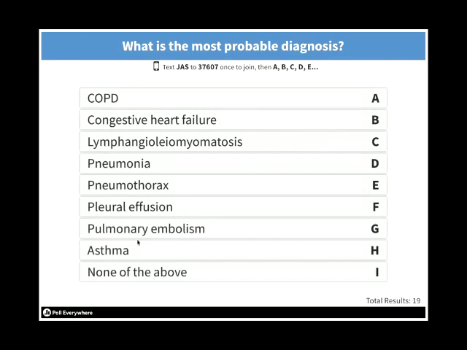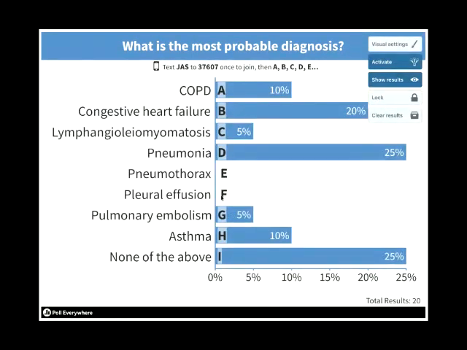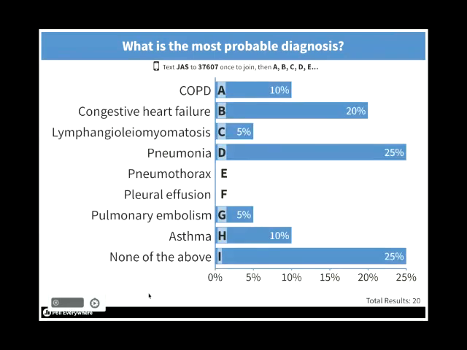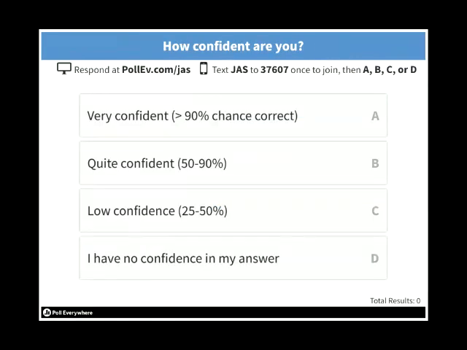Okay, we have 19 results. Let's see if I can show results, and we'll see what we've got. Okay, so heart failure, pneumonia, asthma, none of the above. The question now is, how confident are you with your answer? Very confident, quite confident, low confidence, or no confidence?